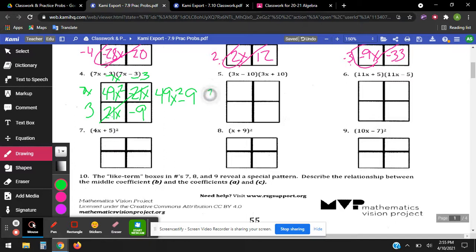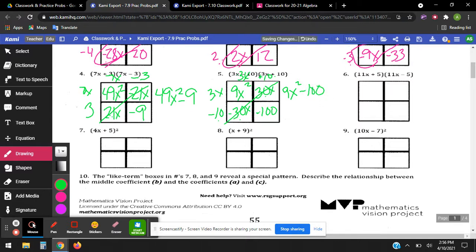Let's do 5. 3x minus 10, 3x plus 10. So 3 times 3 is 9x squared. 3 times negative 10 is negative 30x. 3 times positive 10 is 30x. 10 times negative 10 is negative 100. Once again, I have 30x minus 30x. Those cancel. 9x squared minus 100.